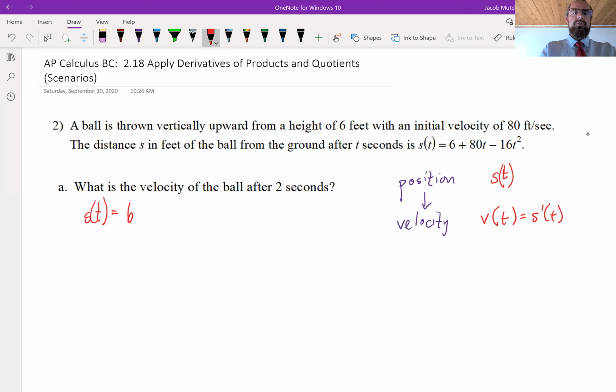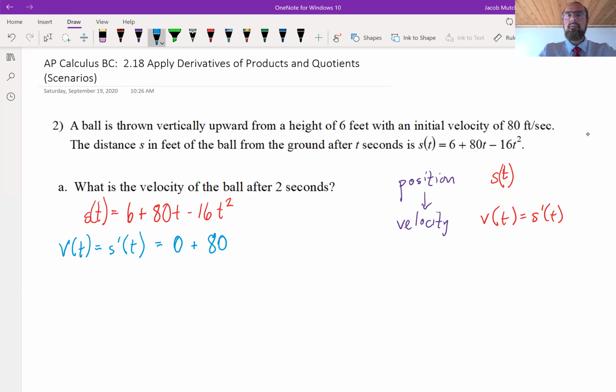So again, the original is 6 plus 80 times time minus 16 times time squared. So the derivative of this one is going to be my velocity function. Again, just saying where it comes from, it's the derivative of the position function. So we're going to differentiate in pieces. The derivative of the constant 6 is 0. And then applying my constant coefficient rule, 80t, I let the 80 stay in place. And then the derivative of the linear t is just 1.